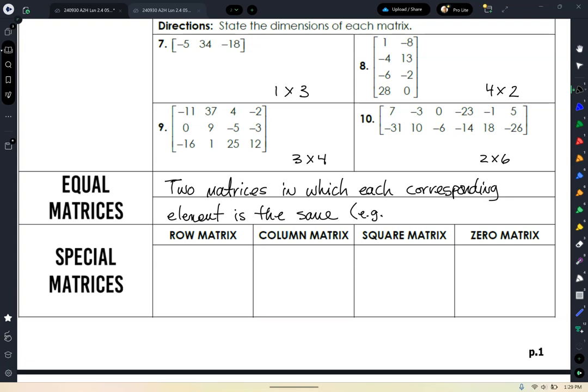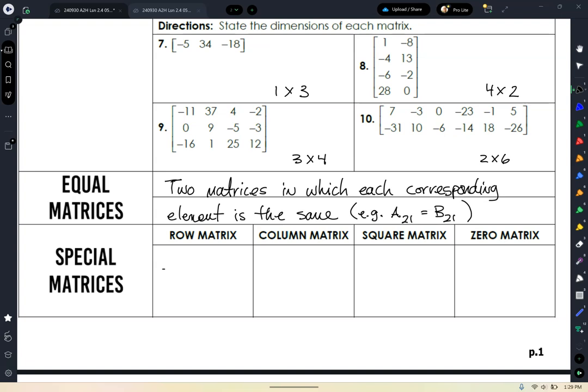I'll give you an example. Let's say we had 2 matrices, A and B. The element in matrix A, second row first column, should be equal to the element in matrix B, second row first column, and all of the elements would need to be equal. So that would need to be the case for all of the elements in whatever that matrix is. Make sense? Equal matrices. Okay.